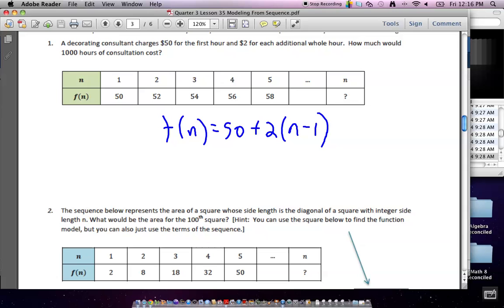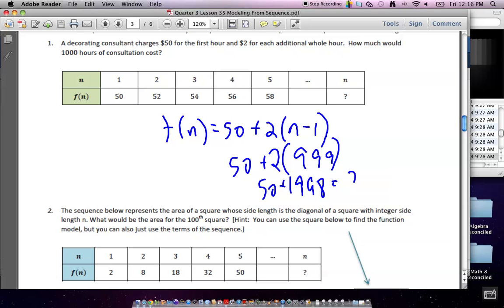Now, for the 1,000th term, I'm going to plug in 1,000 for n. So what's 1,000 minus 1? 999. And what's 999 times 2? 1998, right? And then 50 plus 1998 is 2,048. And that would be my answer. So when they ask for these terms that are far off, what you do is you come up with a formula and then you substitute in.